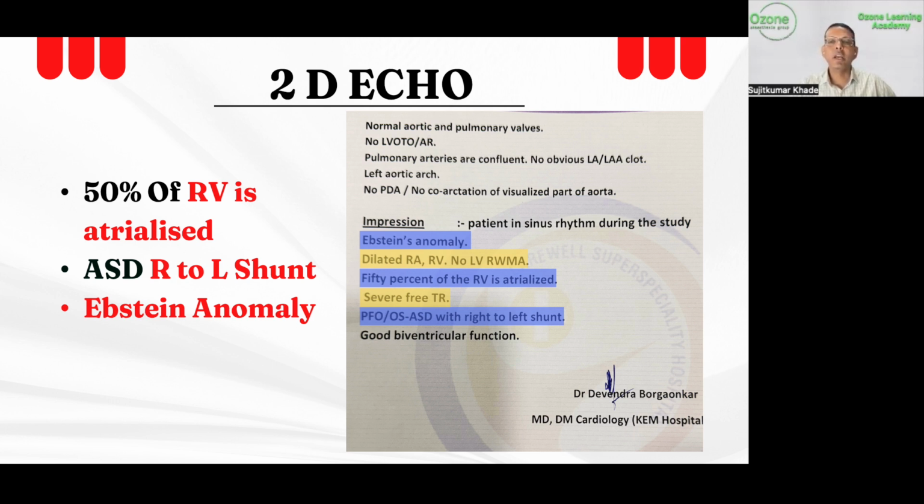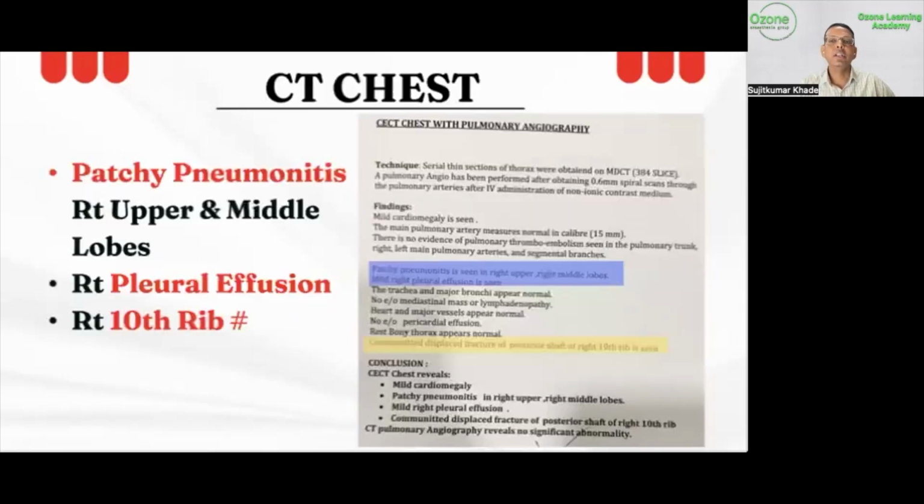Now, with this diagnosis of Ebstein anomaly, we can correlate the low saturation and low PaO2 on ABG with low pulmonary blood flow and right to left shunt, leading to high hemoglobin with cyanosis, and raised liver enzymes with severe tricuspid regurgitation, and raised INR with coagulopathy associated with cyanotic congenital heart disease. His CT chest revealed patchy pneumonitis with right upper and middle lobe involvement.